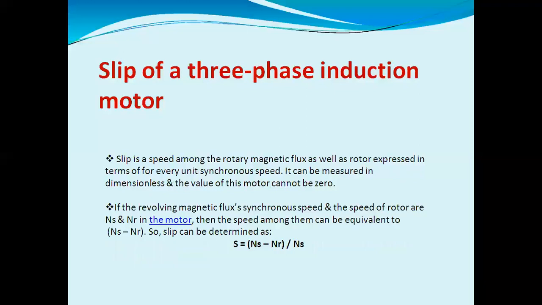So slip is the speed difference between the rotating magnetic flux and the rotor, expressed per unit synchronous speed. It is dimensionless, and the value of slip cannot be zero in this motor. If the revolving flux, synchronous speed, is Ns and the speed of the rotor is Nr, the speed difference between them is equivalent to Ns minus Nr. It is the relative speed between them.